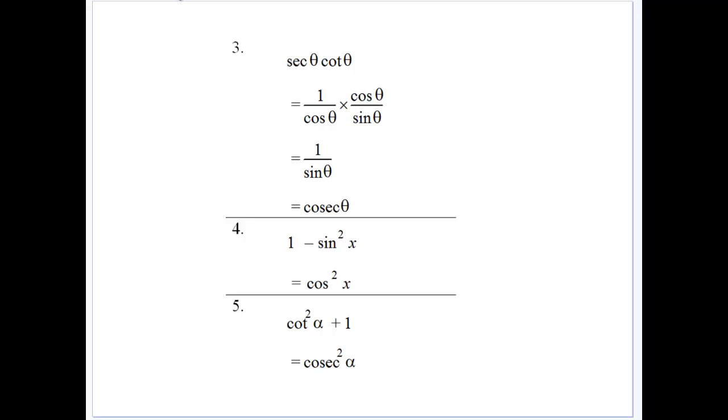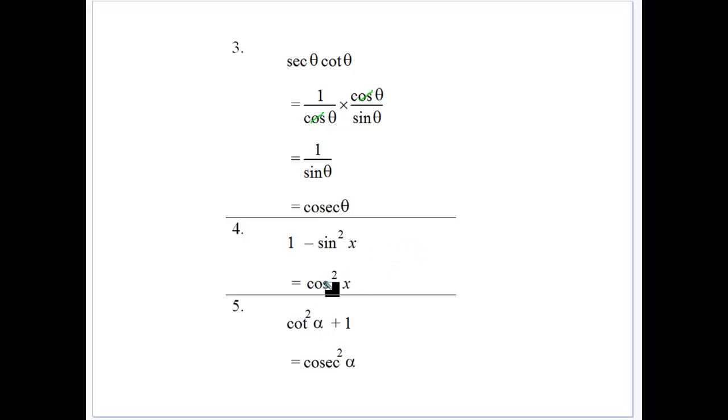Secant theta and cotangent theta, well, we know the relationships and getting them back to in terms of cos and sine. So sec's 1 on cos, cot's cos on sine, and again we can get some cancelling happen. 1 on sine becomes cosecant.